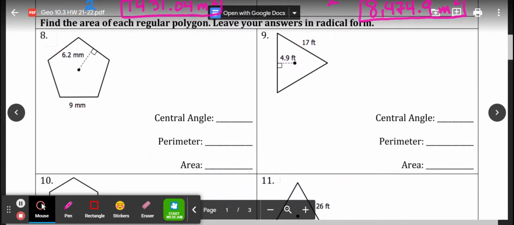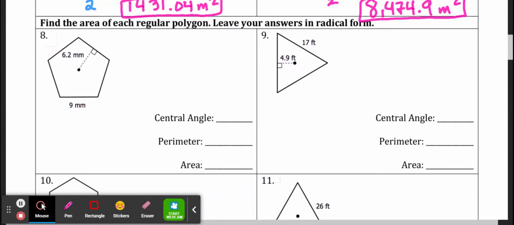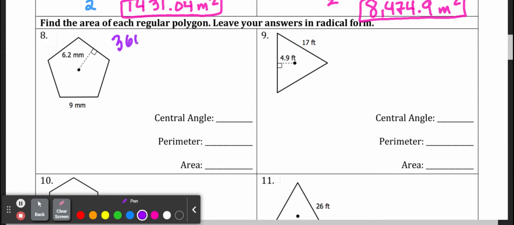Okay. Find the area of the regular polygon. With this one, I like how it breaks it all down into little pieces for us. So let's find each one of these. I'll use purple for the central angle. The central angle is pretty easy. It's just 360 divided by the number of sides. So 360 divided by 5.